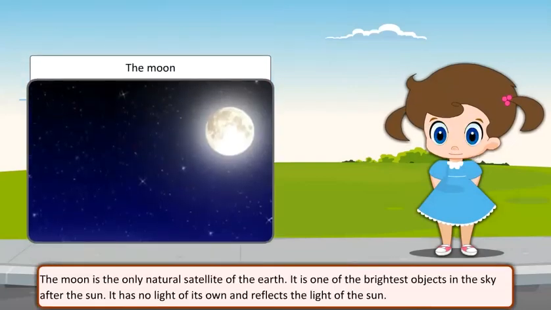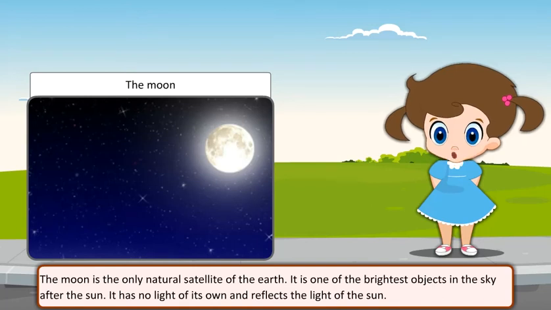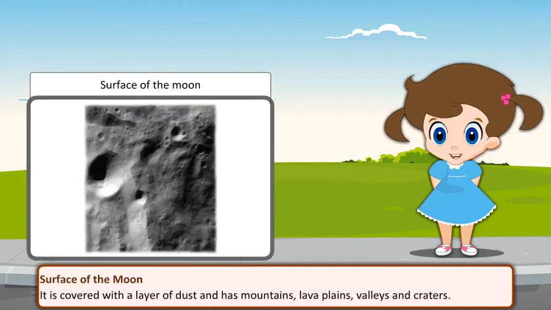The moon is the only natural satellite of the Earth. It is one of the brightest objects in the sky after the sun. It has no light of its own and reflects the light of the sun. Surface of the moon. It is covered with a layer of dust and has mountains, lava plains, valleys and craters.